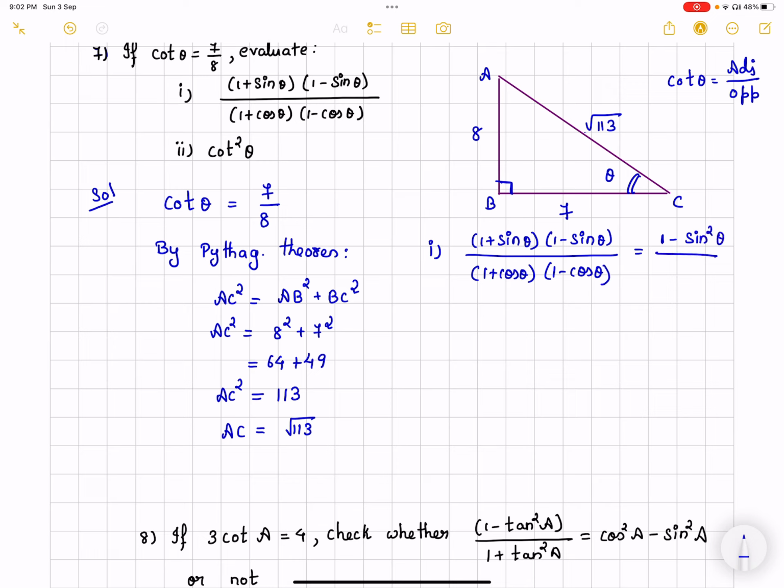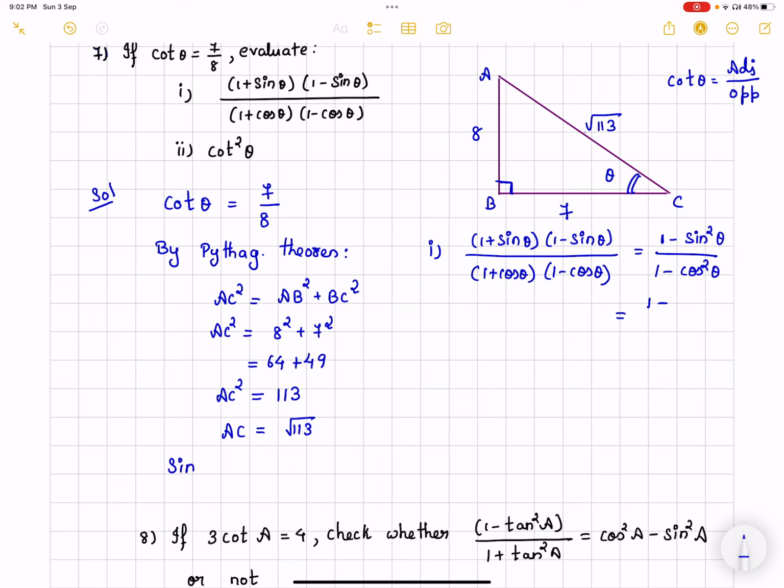Divided by, again here in the denominator, we have 1 plus cos theta, which is in the format of a plus b, and then 1 minus cos theta, which is in the format of a minus b. It's going to be 1 minus cos square theta. So we have 1 minus sine square theta. So 1 minus, what is my sine theta? Actually, we didn't find that out. So let me just write it.